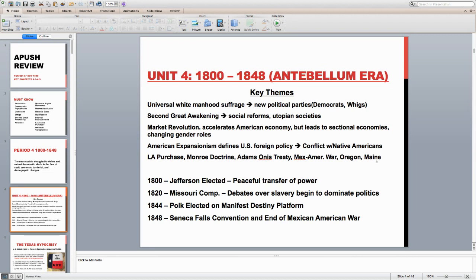But other things to discuss, the market revolution, it's going to drastically accelerate the American economy, making it one of the massive producing economies in the entire world. But due to the nature of the new technology and where this technology is used, it's only going to lead to more sectionalism and sectional economies. And then the Second Great Awakening leads to those social reforms, most notably the abolition movement.